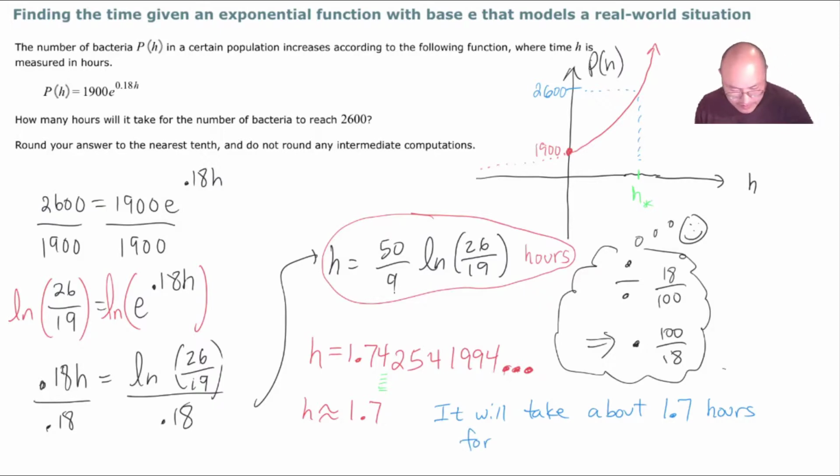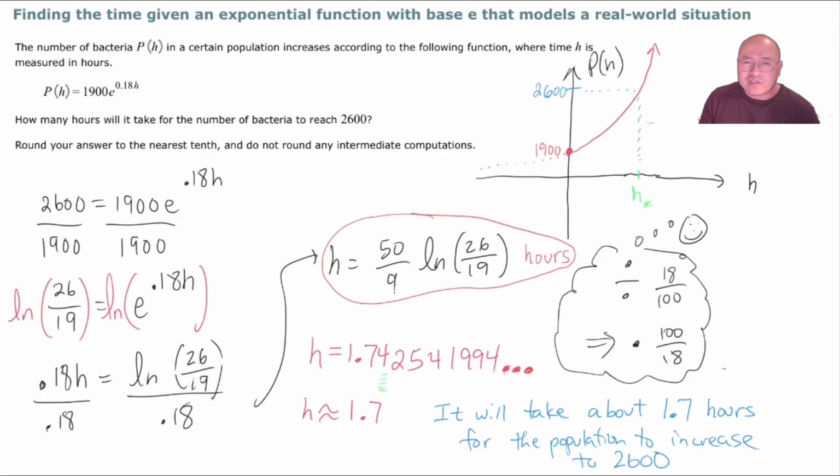for the population to increase to 2,600. Now ask yourself, does that make sense? Does it make sense with all the graphs that you've been graphing throughout your algebra career? Why don't we take a quick look? Is the model increasing? And is the time appropriate? I would say so.